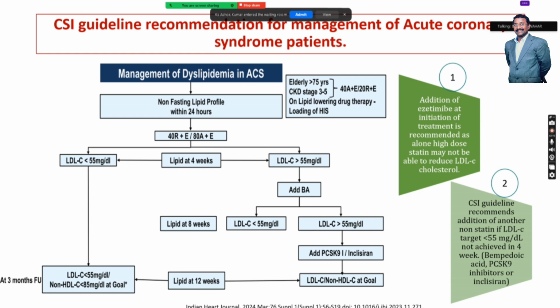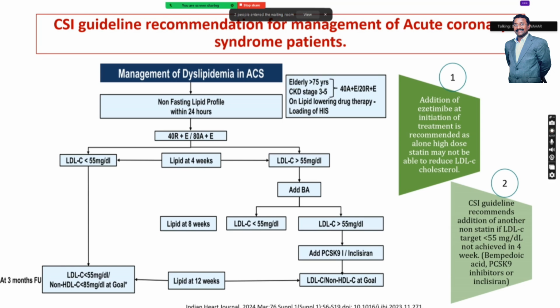If you didn't reach that target, and the LDL cholesterol is still more than 55 at the 4 week interval, I add bempedoic acid. That means initially you added 40 milligrams of rosuvastatin plus ezetimibe, and the goal of less than 55 is not reached. After 1 month, again you add bempedoic acid. So most of our people need these 3 drugs to reach your target of less than 55. And still if it is more than 55, then you have to use PCSK9 inhibitors, which are very, very costly. So addition of ezetimibe at initiation of the treatment is recommended, as high dose statin alone may not be able to reduce the LDL cholesterol.